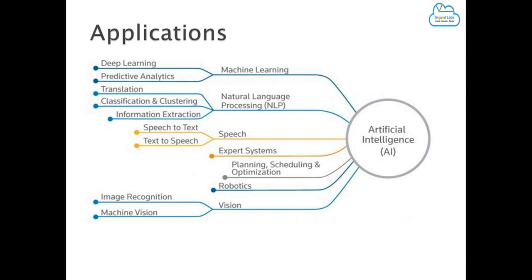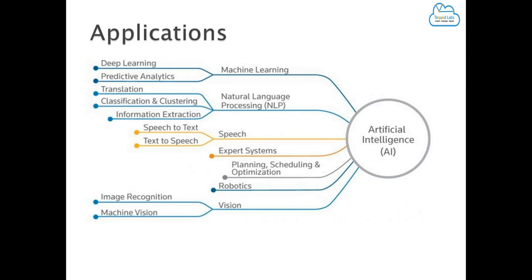Then we have speech systems. So what are speech systems? If you can convert your speech to text, if I say something and you are able to convert my speech into a text format where you can write it down, that is speech to text. If I have written something down and you can speak it out, that is text to speech. So speech to text and text to speech are all examples.